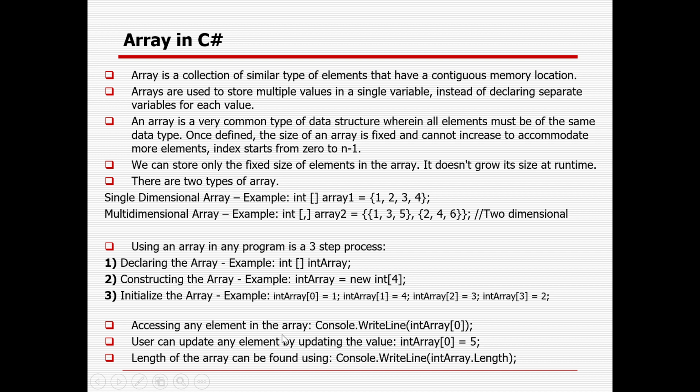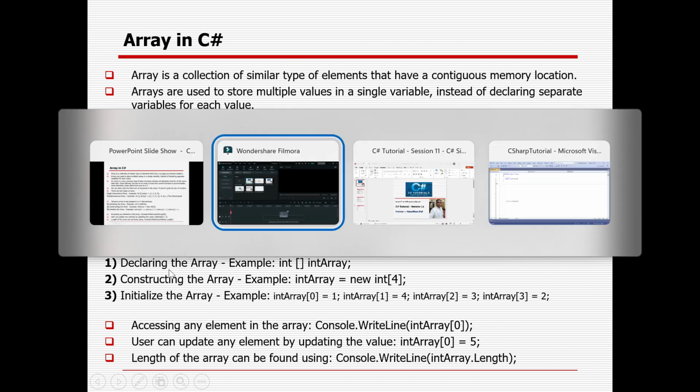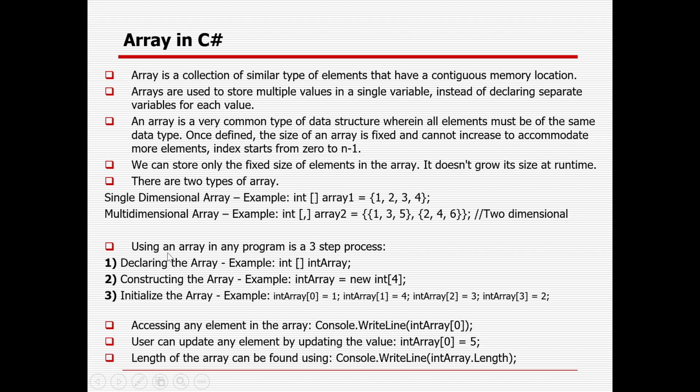Then we can access the element with the help of the Console.WriteLine method and the indexing part. Once all the values are defined during the array declaration itself, we can update the element value n number of times, and the length of the array can be found using the Length property. So let's see how we can define the array in 2 ways. One is the 3-step process and one is directly. So first I will go with the 3-step process.